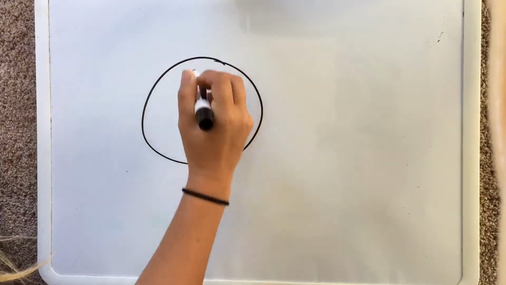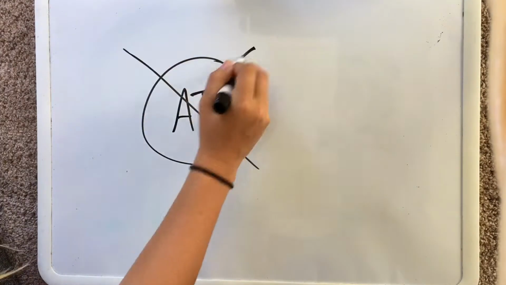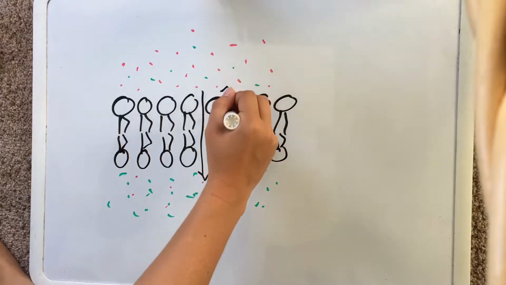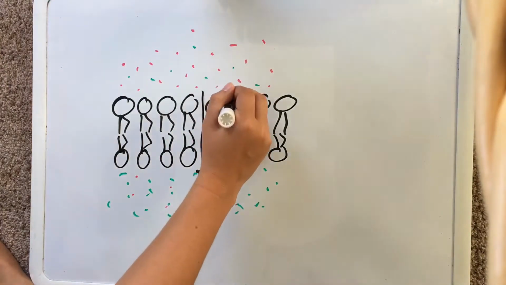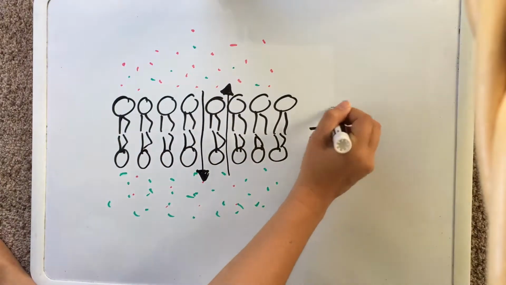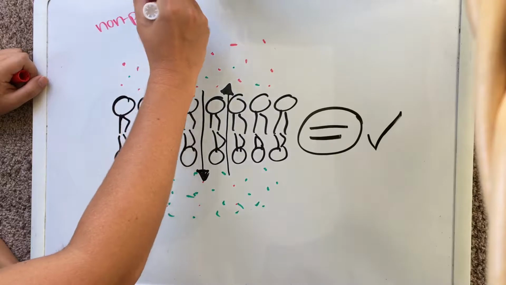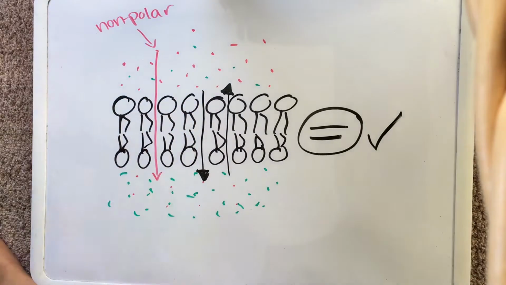Passive transport requires no energy from the cell to transport molecules through the plasma membrane. The first passive transport is diffusion. Diffusion is the movement of molecules from high to low concentration until equilibrium is reached. Equilibrium is reached when water enters and leaves the cell at the same rate.